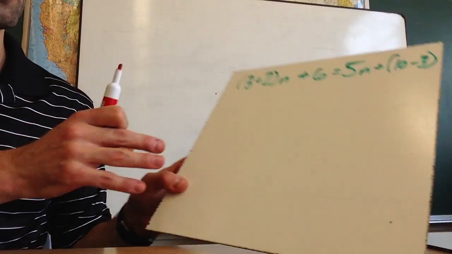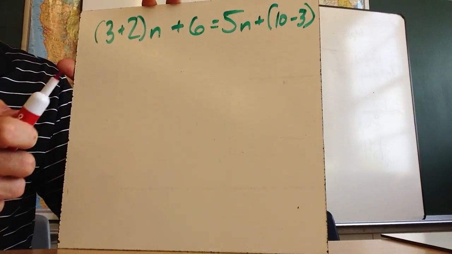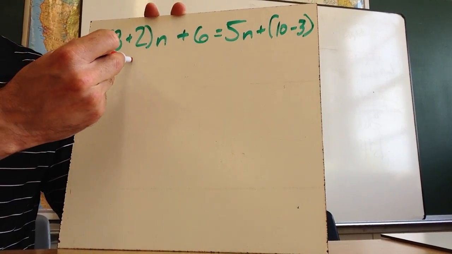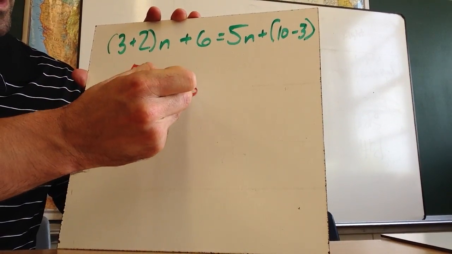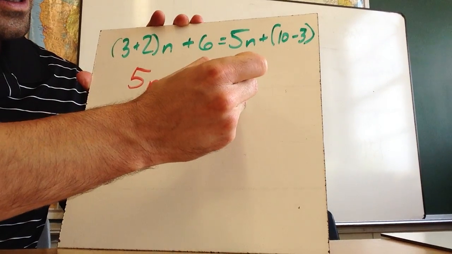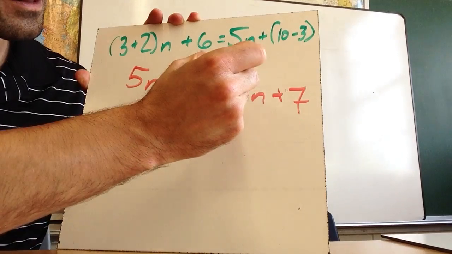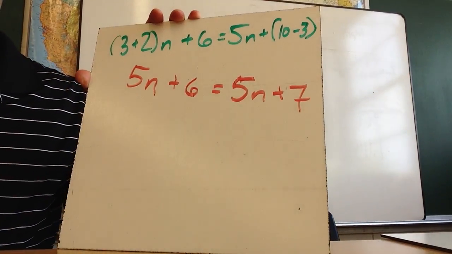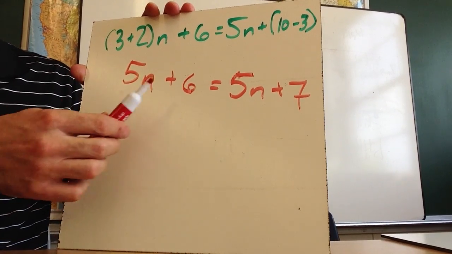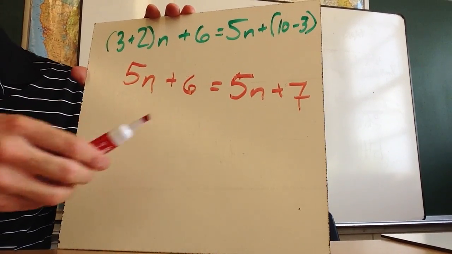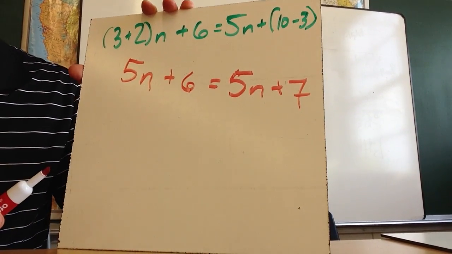I now want to talk about a few special circumstances. So in this particular problem, again using order of operations, 3 plus 2 is 5, so this is 5n plus 6 equals 5n plus 7. Now some of you may realize what the problem here is going to be, but if I were to subtract 5n from both sides, I end up with 6 equals 7. If I were to subtract 6 from both sides, I end up with 5n equals 5n plus 1.